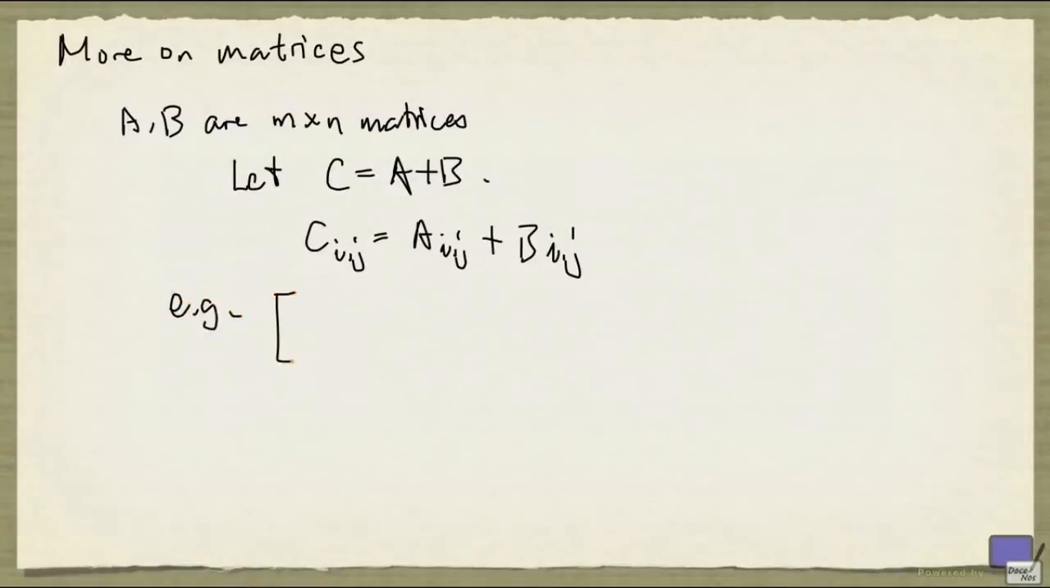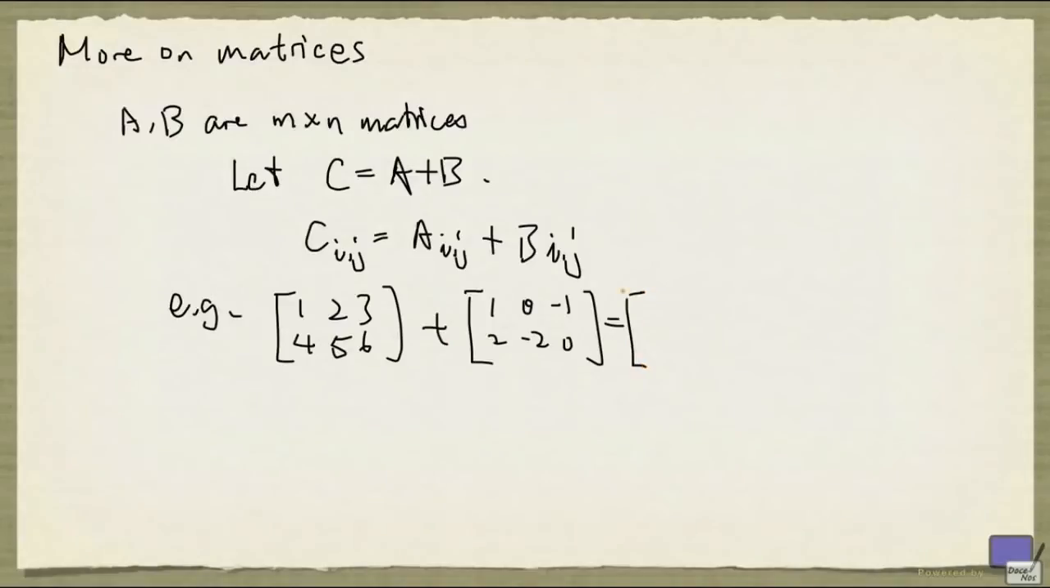And here's an example. Suppose that these are my matrices: 1, 2, 3, 4, 5, 6, and 1, 0, minus 1, 2, minus 2, 0. And if I add them, you add them component-wise. So this component here will be 1 plus 1, that's 2. And the next one will be 2 plus 0, so 2. And here will be 3 minus 1, which is again 2. And in the bottom row, I have 4 plus 2, that's 6. 5 minus 2, that's 3. And 6 plus 0, that's 6.